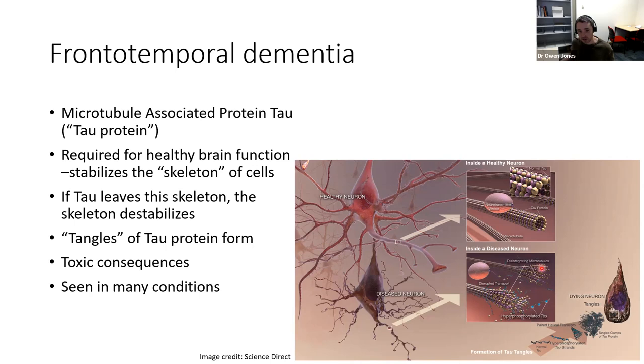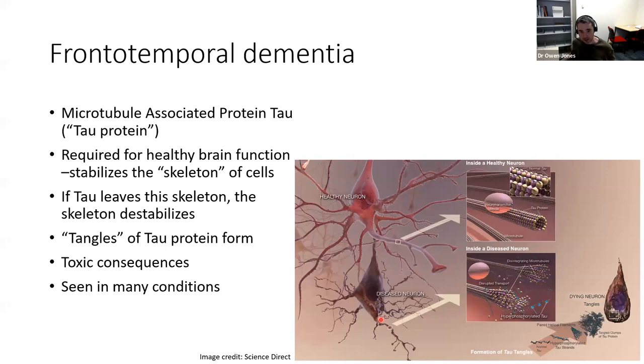And in fact, we know that that's a process that happens in many disease states for various reasons. And there are two big issues. The first is that when you lose the structural integrity of the cell skeleton, then of course the cell as a whole has become compromised. The processes that it extends will quite literally start to atrophy, start to shrink.